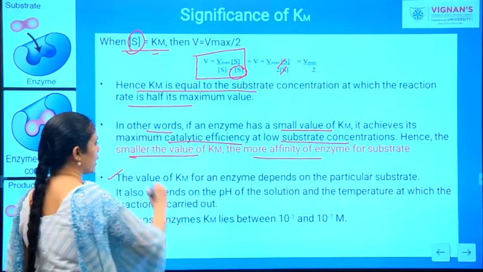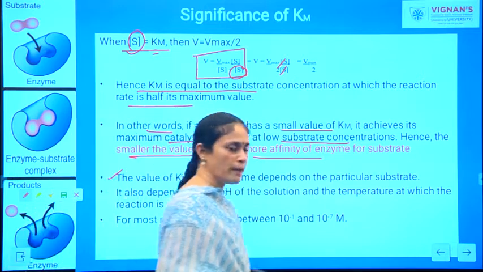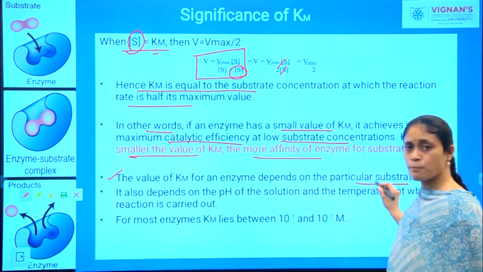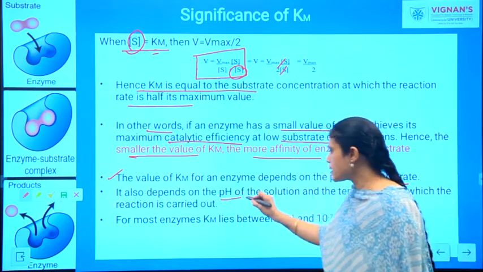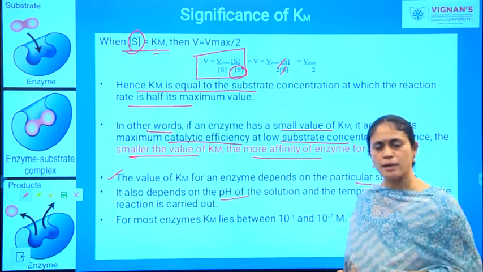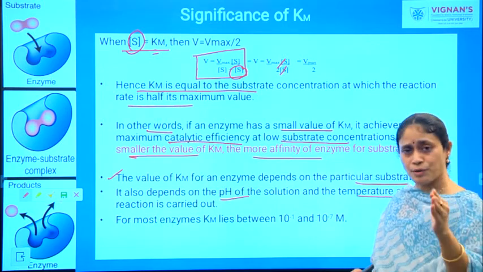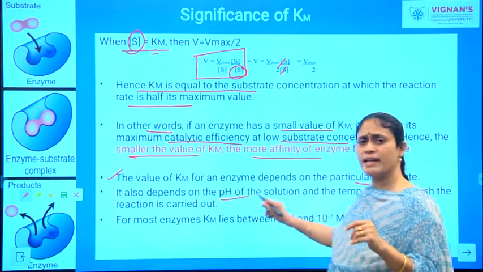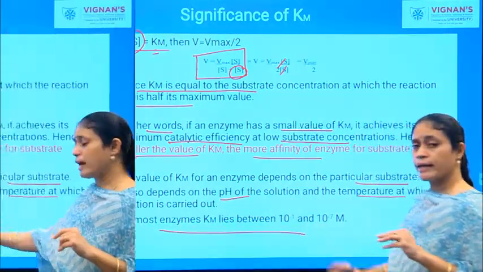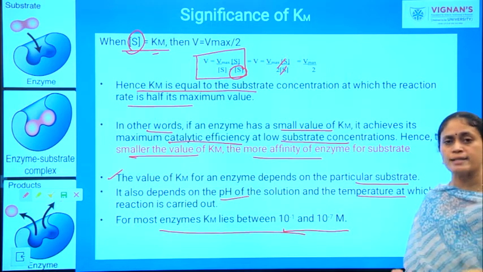So the Km value for an enzyme depends upon the particular substrate. Moreover, it also depends upon the pH of the solution as well as the temperature at which the reaction is taking place. And for most enzymes, the value of Km lies between 10 to the power of minus 1 and 10 to the power of minus 7 M.